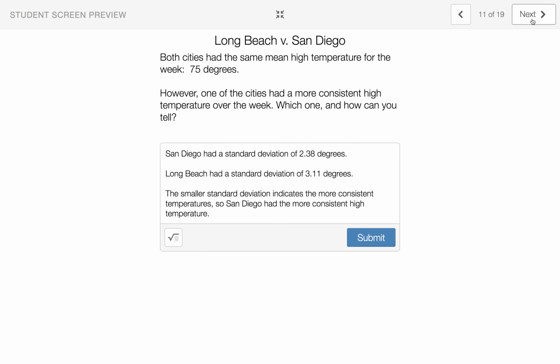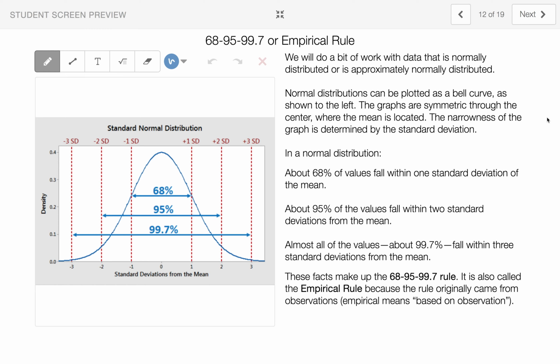We do a little bit of work this semester with normally distributed data, or things that are approximately normally distributed. So we need to know this rule about 68, 95, and 99.7%. So I leave you with this to read. And then we need to go use it.